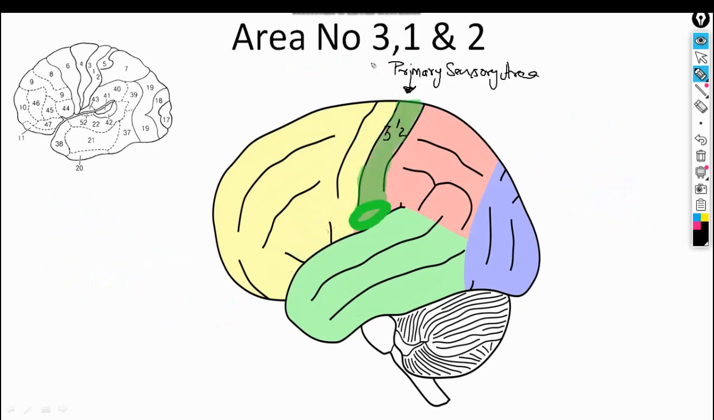In this area number 3, 1 and 2, here we can see, this area is known as the primary sensory area, and the numbers are arranged from front to backward: 3, 1 and 2. Clear? This area is for sensory input from the opposite half. Just remember, from the opposite half of the body.